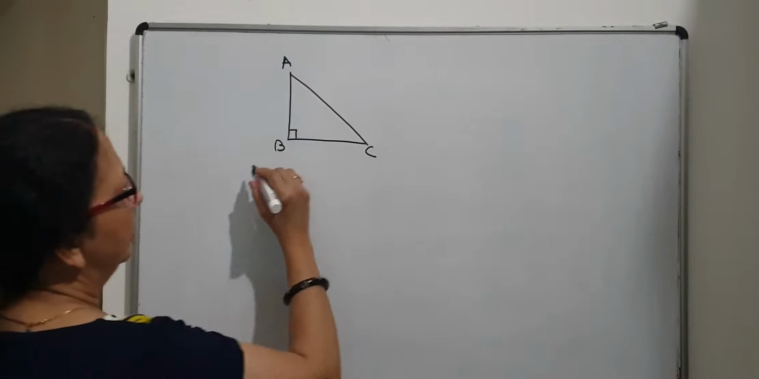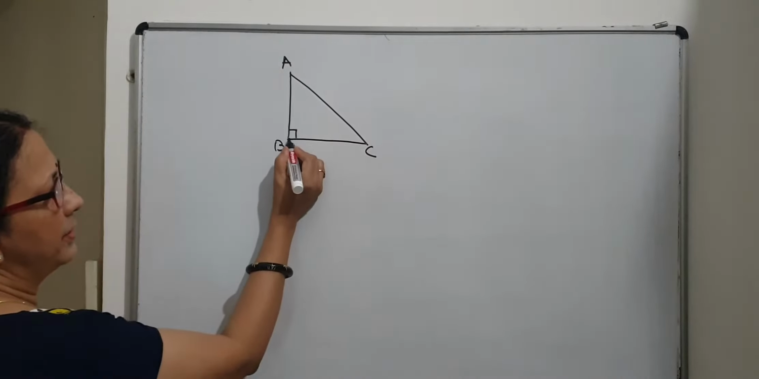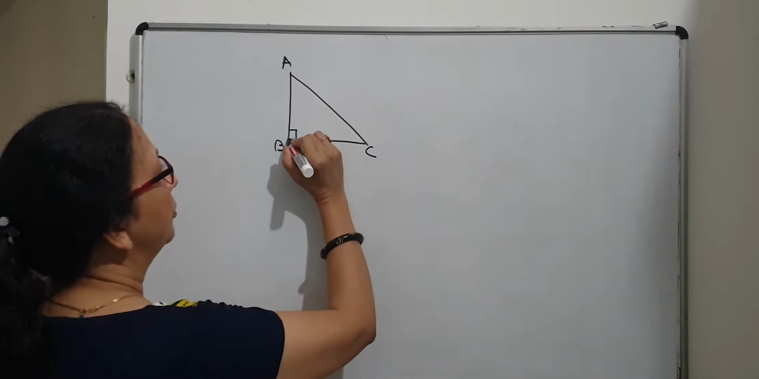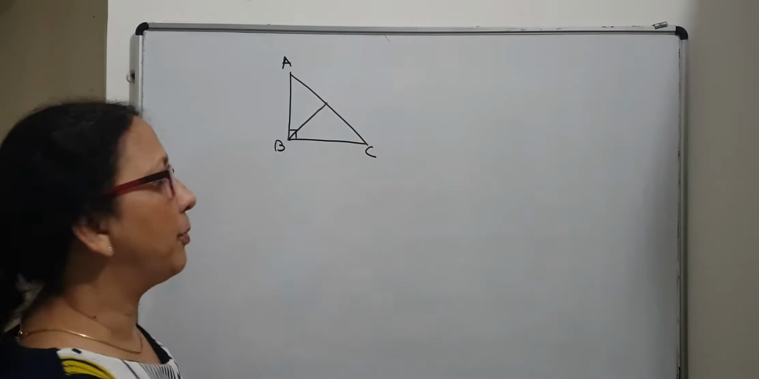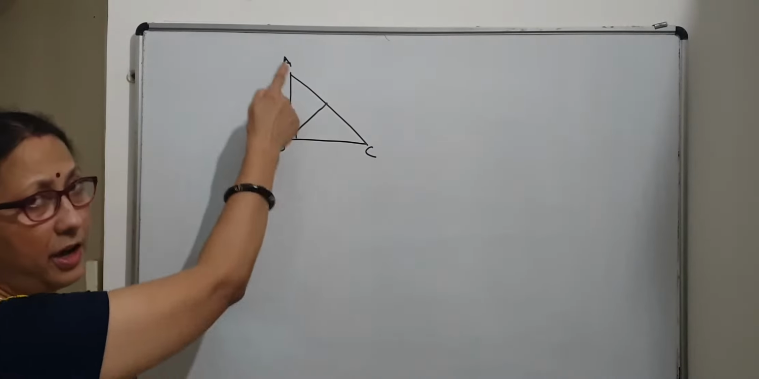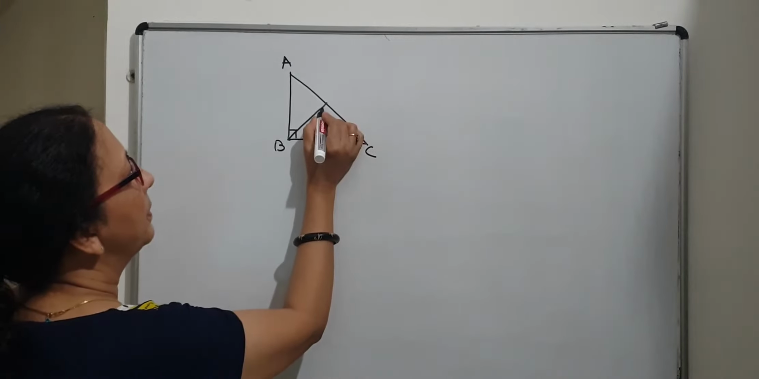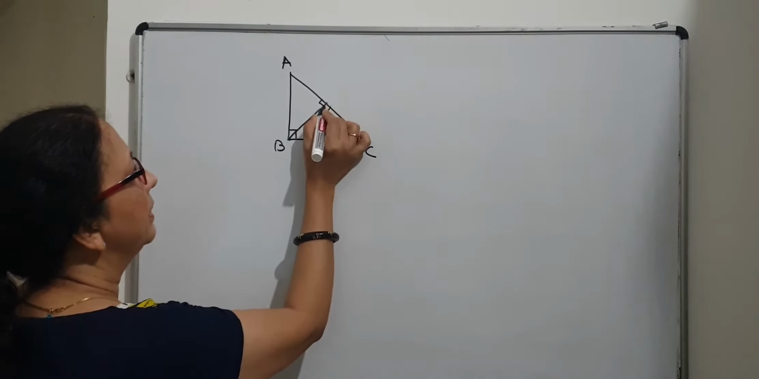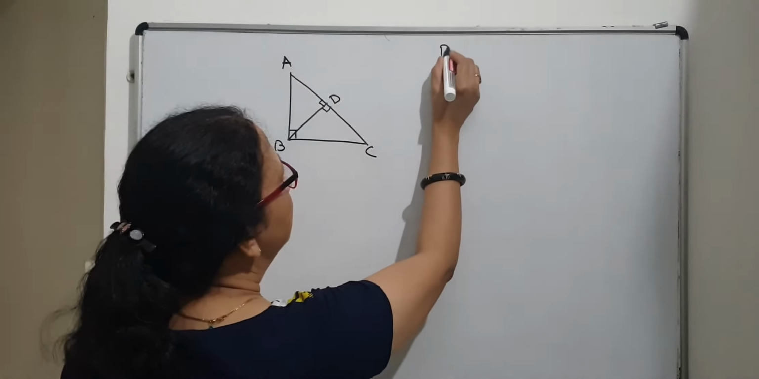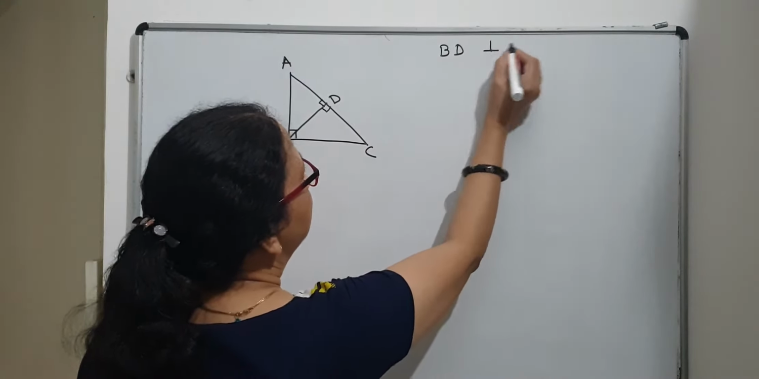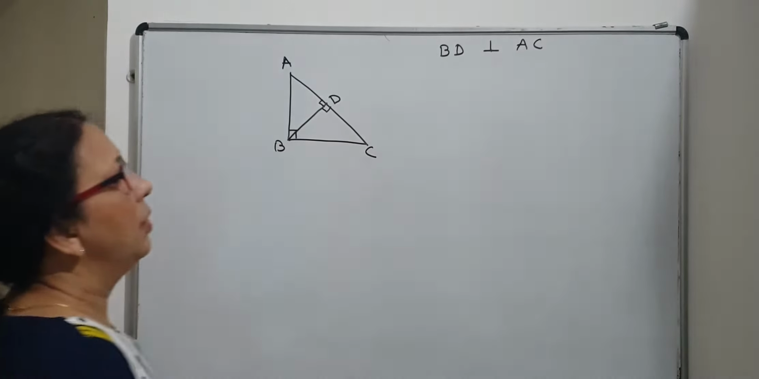Now if I drop a perpendicular from the vertex of the right angle to the hypotenuse, this is the hypotenuse, the side opposite to the 90 degree is the hypotenuse. So I have dropped a perpendicular, say BD. So BD is perpendicular to the hypotenuse AC.